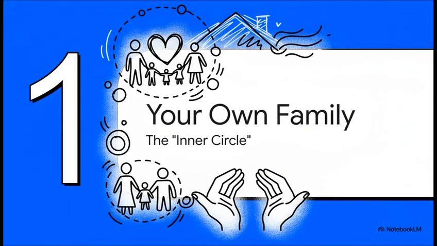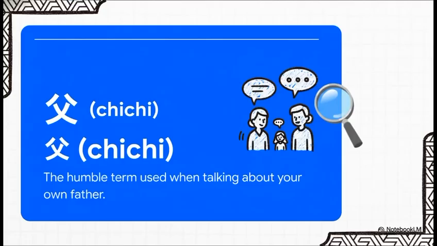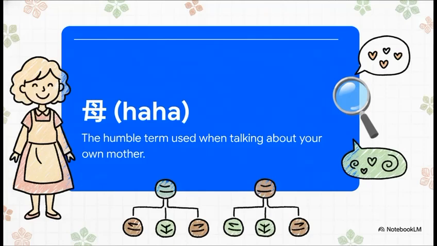Okay, so let's break this down. First up, let's talk about your family, your inner circle. These are sometimes called the humble forms. So if you're talking about your own dad to a friend, you'd call him chichi. This is that humble, straightforward word for my father. And it's the same deal for your mom. The word is haha. So when you're telling a story about her, that's the word you use. Pretty easy to remember, right? Chichi and haha for your own parents.